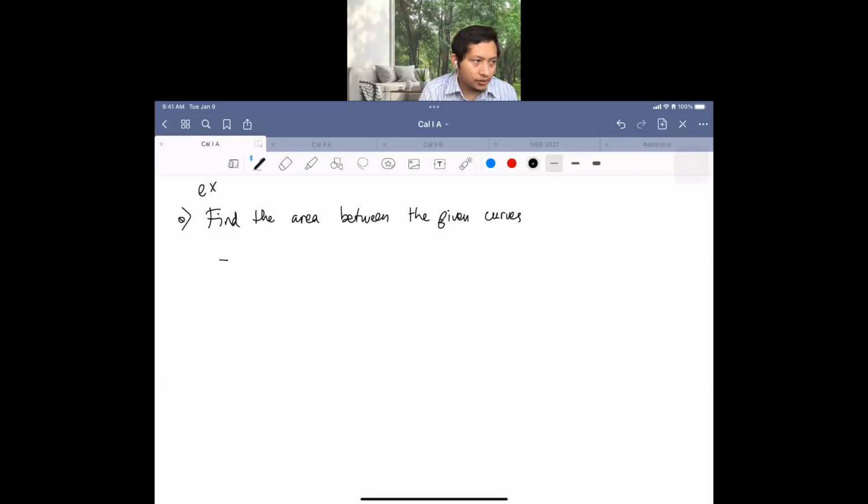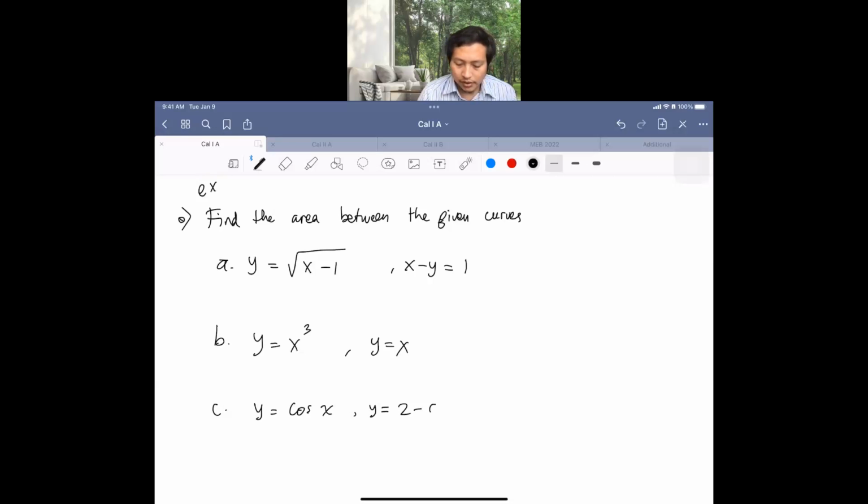So for number A, the curves are y equals square root of x minus 1, and x minus y equals 1. And then B, y equals x cubed and y equals x. And then C, y equals cos x and y equals 2 minus cos x, from 0 to 2 pi. Okay, 3 questions.